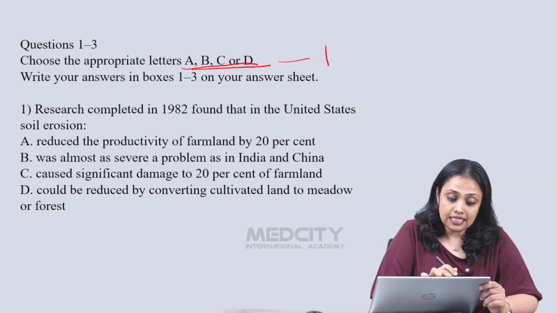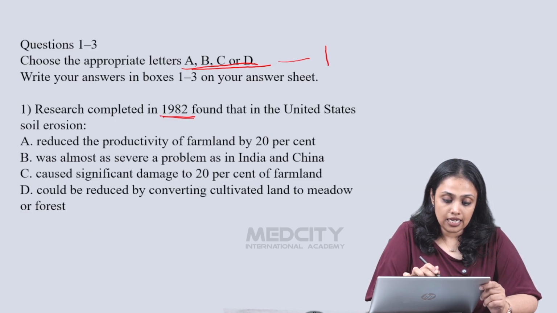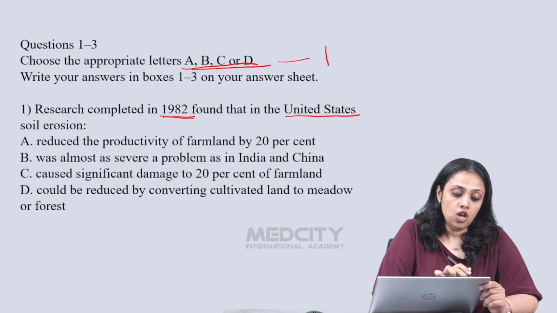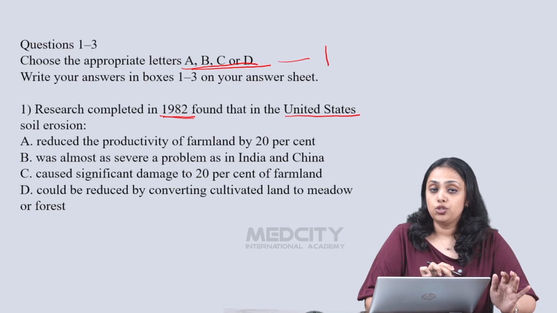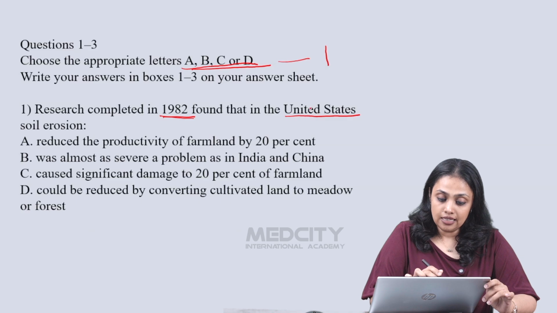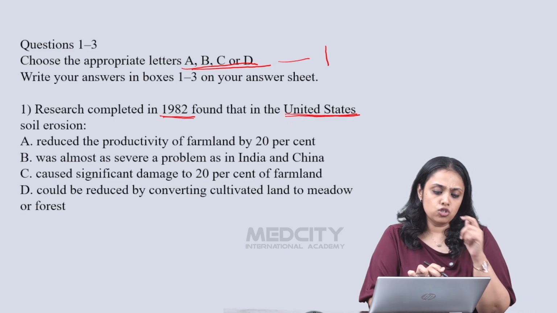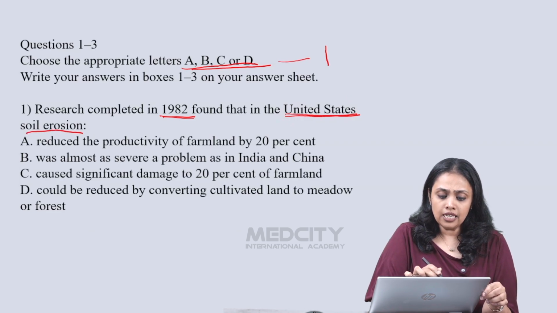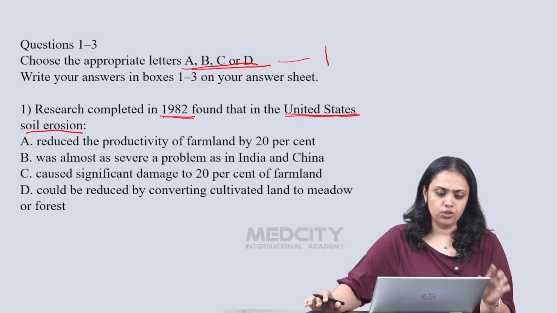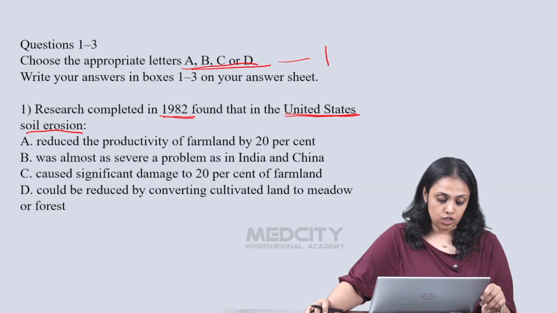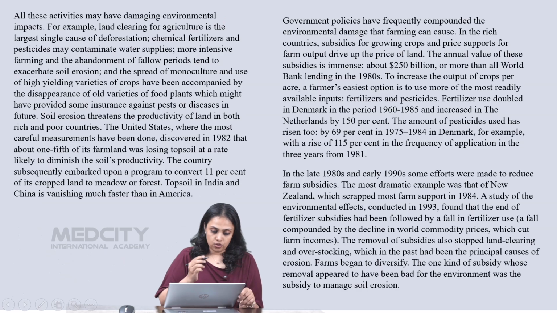Research completed in 1982 found that in the United States, soil erosion. So here the keyword is 1982; as I said, a year is a keyword. Then the name of a place, a name of a country, is also a keyword. So the question asks about soil erosion in the United States, which was discovered in 1982. So using these keywords, 1982 and United States, let's search in the text. So yes, you can see United States here and 1982 here. So let's read around it.